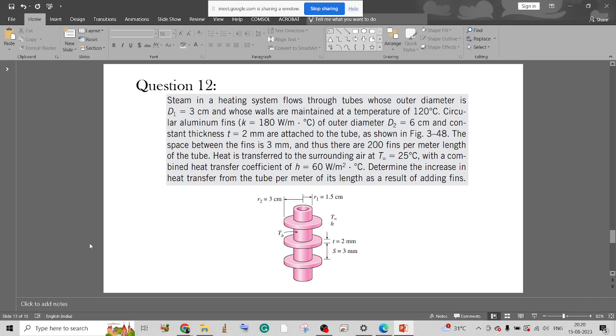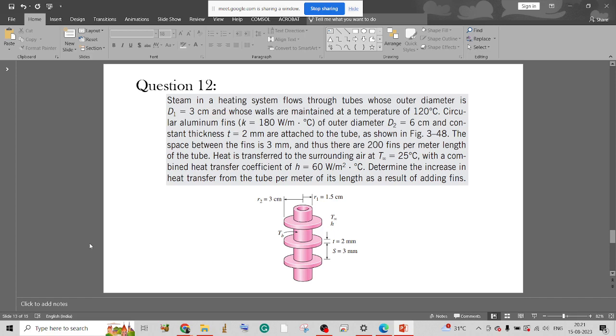From that, obviously, we can find out the convection. And for the fins, everything is given, that is the diameter and the thickness. And the fin's thermal conductivity is also given, 180 watt per meter degree Celsius. The space between the fins is 3 mm. So from that space, obviously, there will be heat loss directly from the pipe, as there is no fin present. So the interfin distance is also given, and there are 200 fins per meter length.